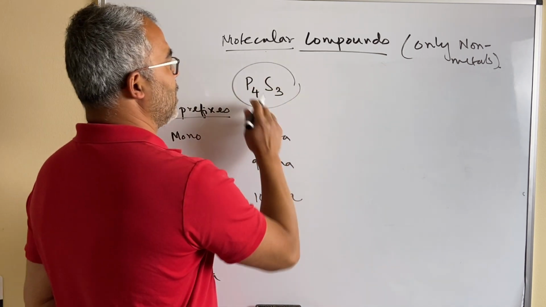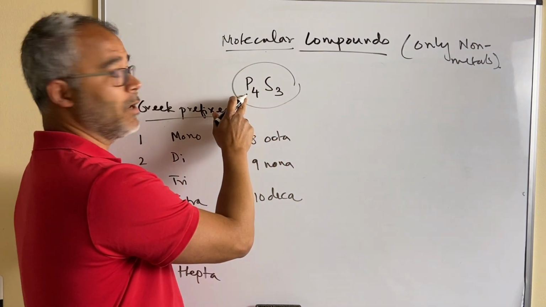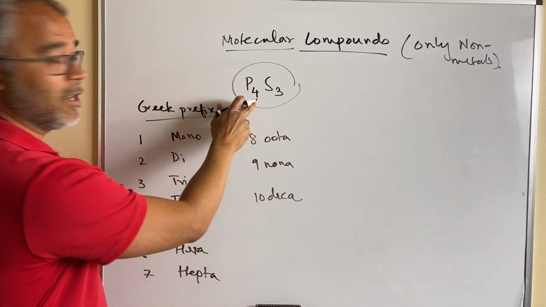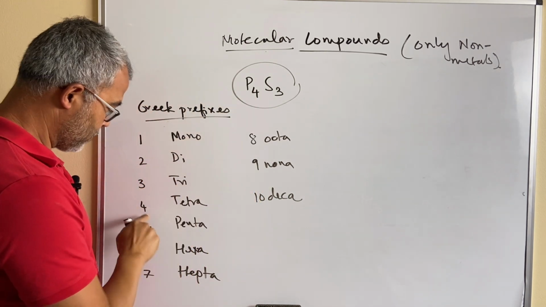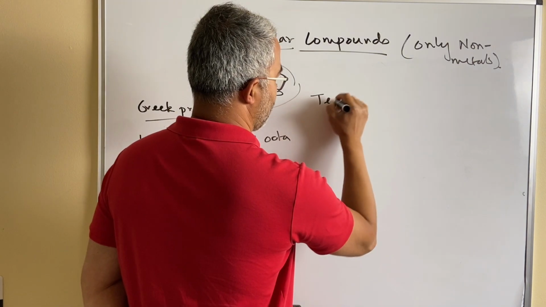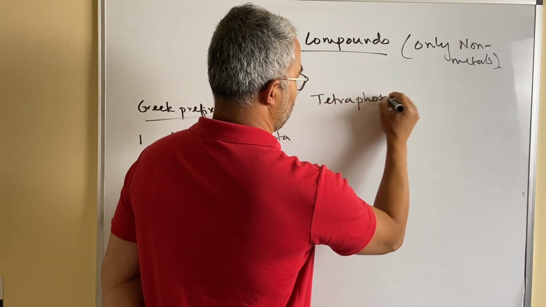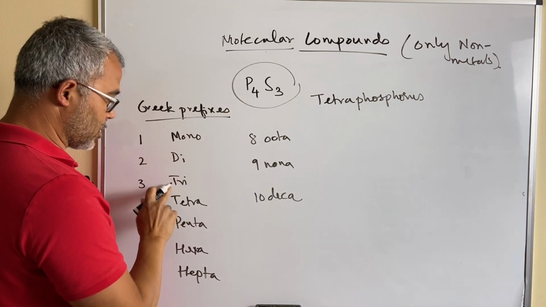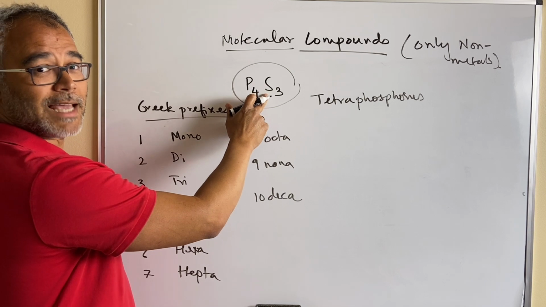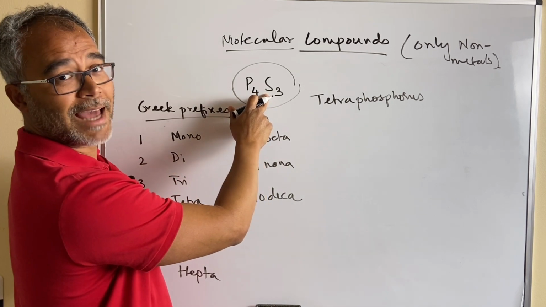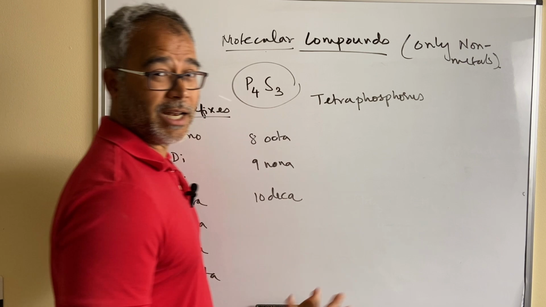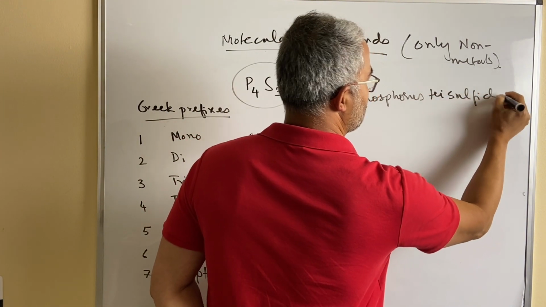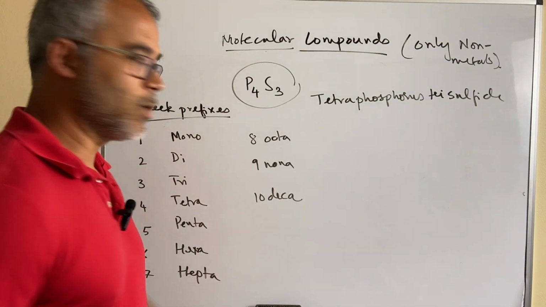So in order to name this compound, the first element is named by the element name. So that's phosphorus. Now how many phosphoruses do we have? 4. So that's going to be tetraphosphorus. And then how many sulfurs do we have? 3. So that's going to be tri. But because that's the second element in the list, it'll be named as an anion, sulfide. It's not really an anion, but it's named like that. So tri-sulfide.